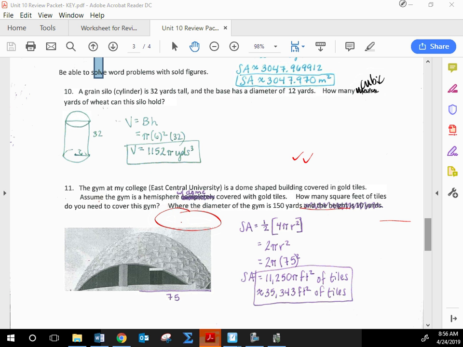So they told us that this silo, it's just a cylinder, so we don't have to worry about how much the dome can hold. So we've got, it's 32 yards tall, base is 12 yards, the diameter, so our radius is 6. Make sure you're careful to catch those on the test, because they won't always give you the radius, sometimes they give you your diameter. And then volume for a cylinder is just area of your base times height, so I'm just punching those values in. Questions with that one?